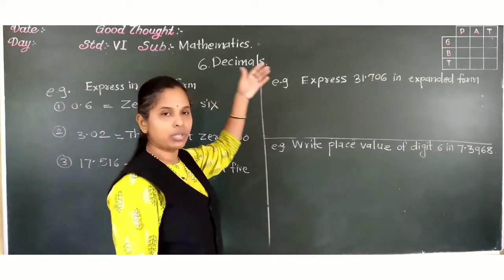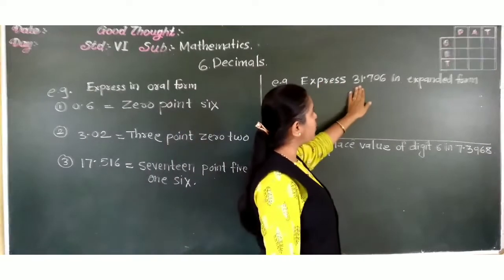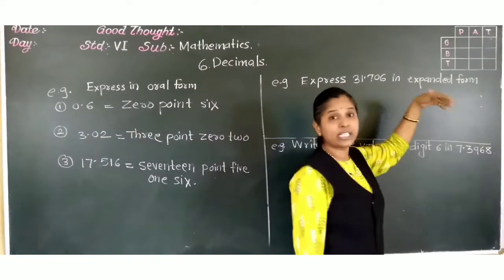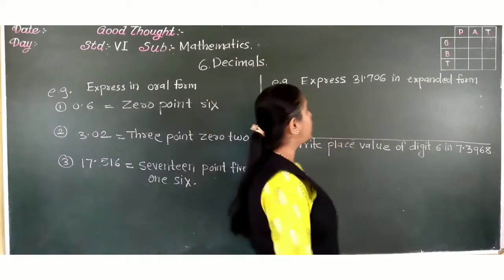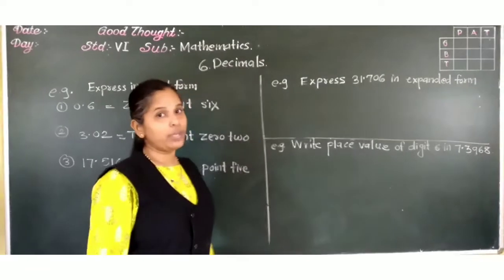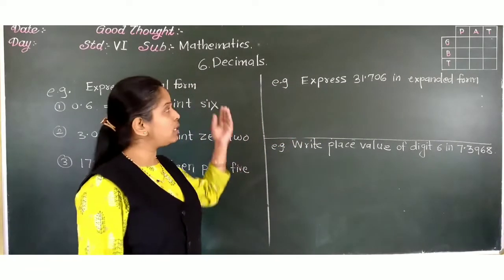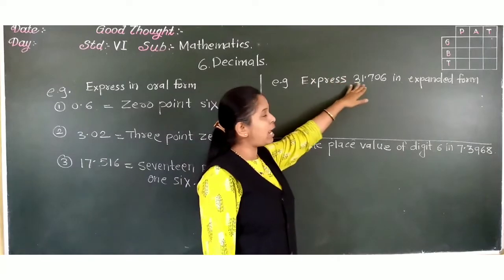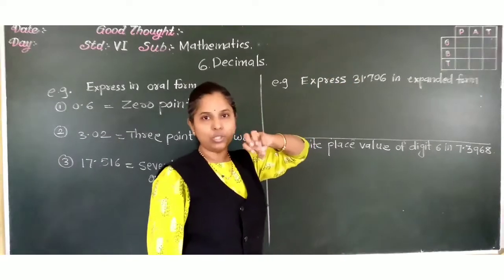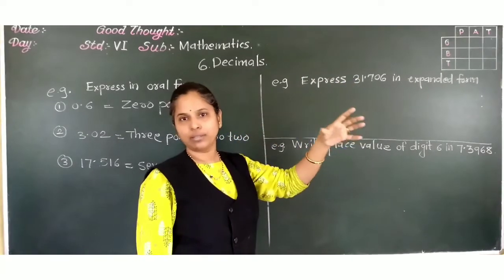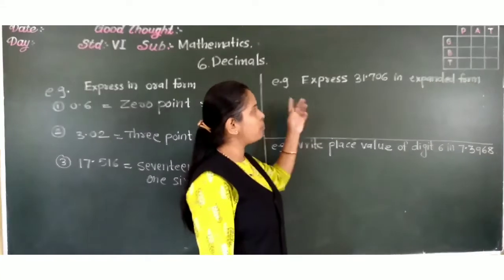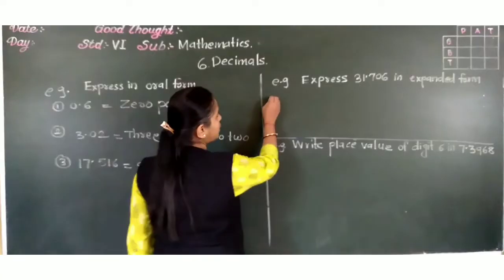Next example, second type. How will they ask? Express 31.706 in expanded form. Expanded form means we write the digits with their place values in the form of addition. So here also we have to do the same thing.